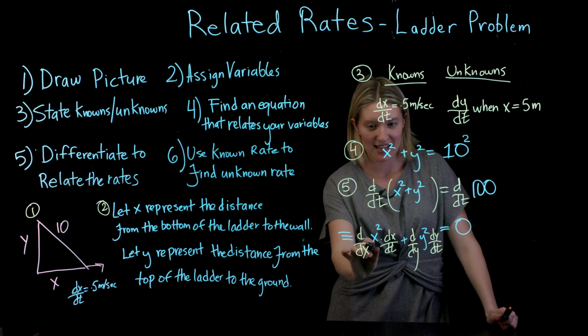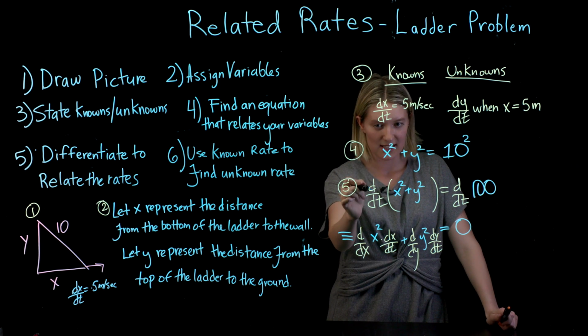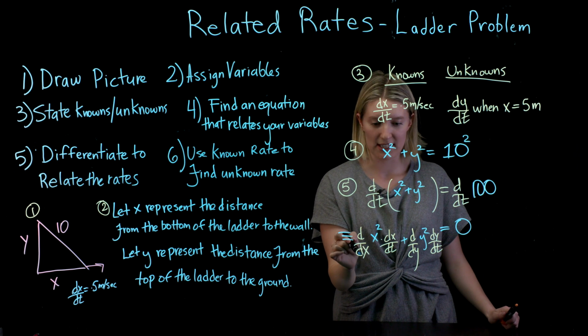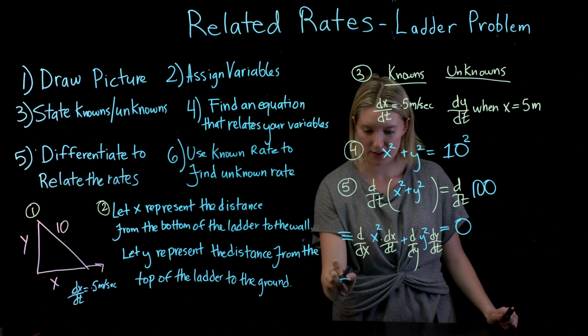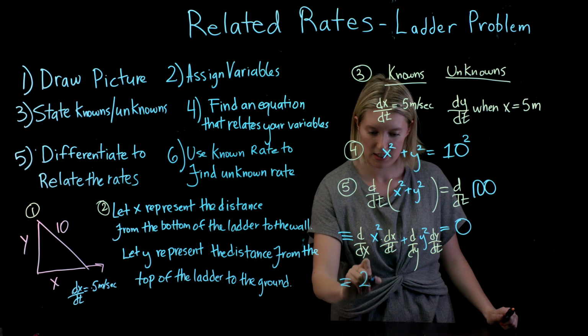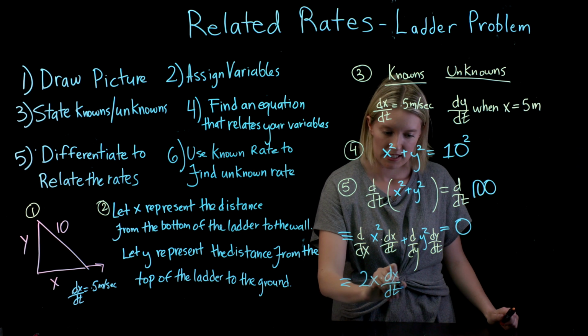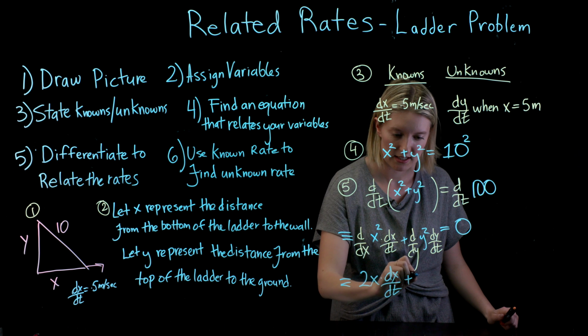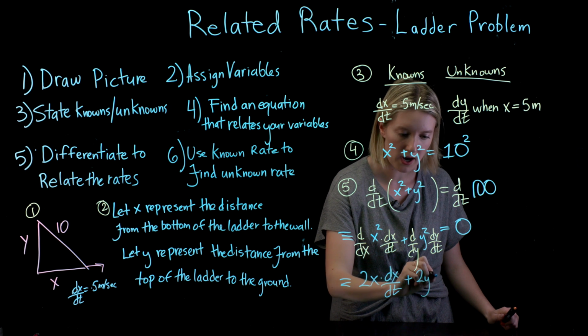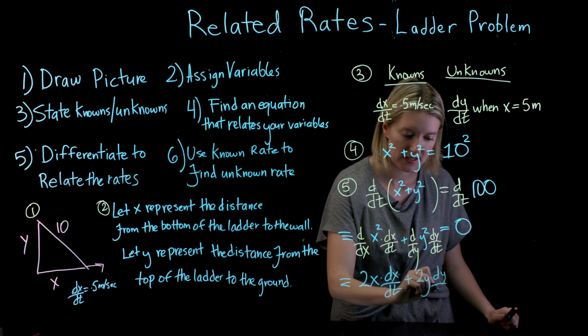And then, now that I have rewritten d over dt as d over dx and then d over dy, I can take the derivative, and I'll have 2x times dx dt, and then plus 2y dy dt equals 0.